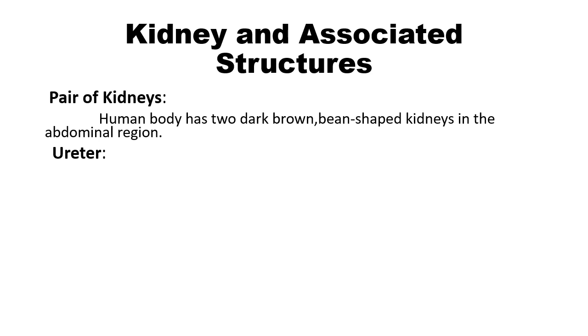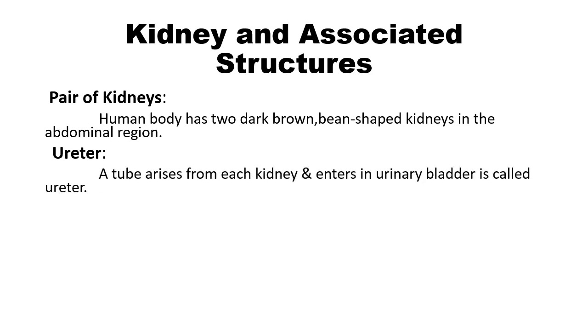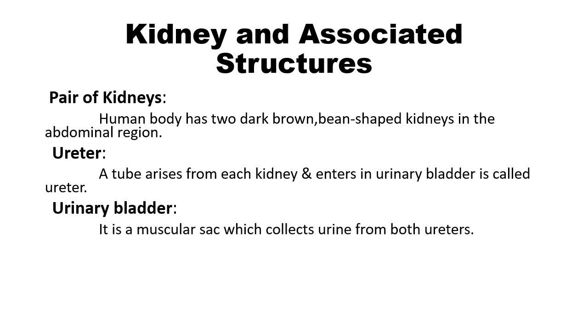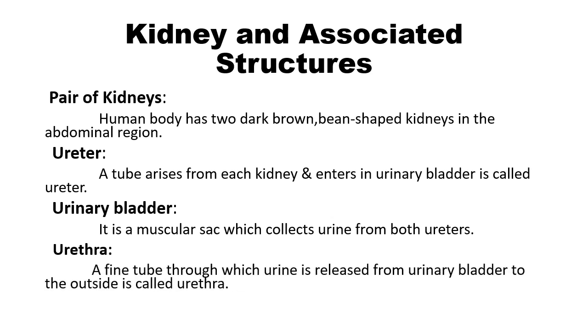Second part is the ureter. A tube that arises from each kidney and enters the urinary bladder is called ureter. Urinary bladder: it is a muscular sac which collects urine from both ureters. Urethra: a fine tube through which urine is released from the urinary bladder to the outside is called urethra.